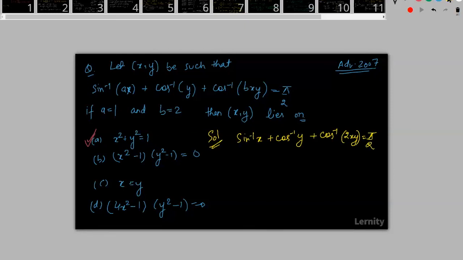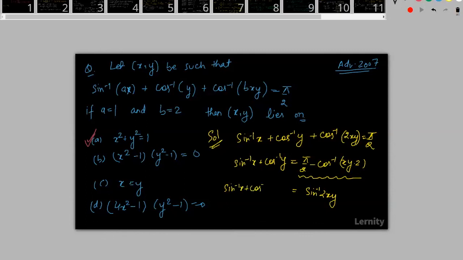Now they have given this pi by 2 for a reason. If I take any one of them on the other side, this will become sine inverse of x plus cos inverse of y is equal to pi by 2 minus cos inverse of 2xy. We can also write this as sine inverse of 2xy, because we know cos inverse of a plus sine inverse of a is equal to pi by 2.